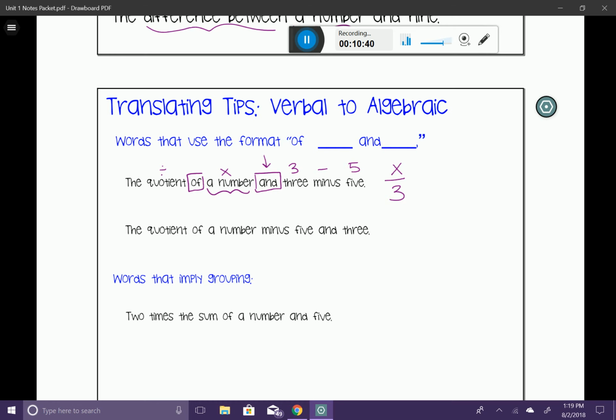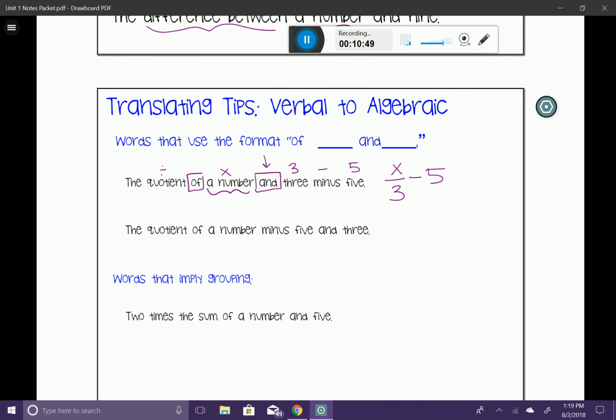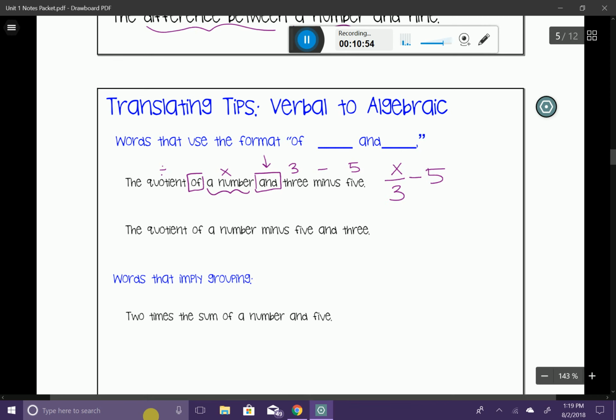It's the quotient of a number and 3. Now I want to subtract 5, so I'm going to say minus 5. It's kind of an afterthought for this one. Now, I know that's kind of tricky, but let me show you the next example and you'll be able to see it put together. So let's go ahead and translate this one.